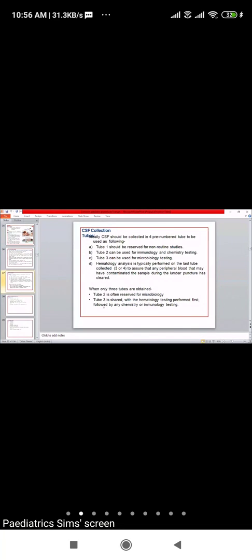So usually CSF is collected in 4 pre-numbered tubes to be used as follows. Tube 1 should be reserved for non-routine studies. Tube 2 can be used for immunology and chemistry testing. Tube 3 can be used for microbiology testing. Hematology analysis is typically performed on the last tube, collected, 3 or 4, to ensure that any peripheral blood that may have contaminated the sample during the lumbar puncture has cleared.